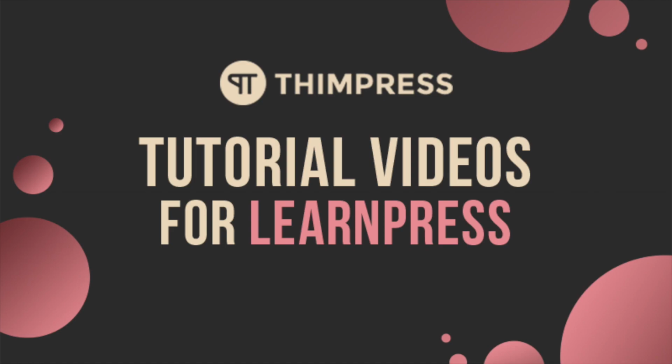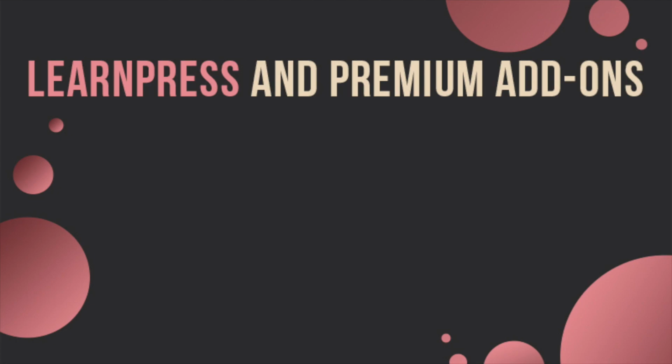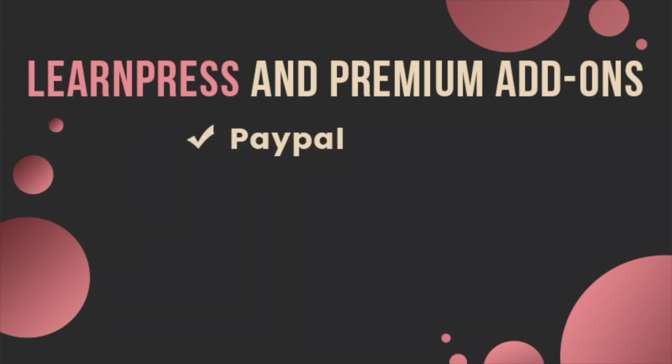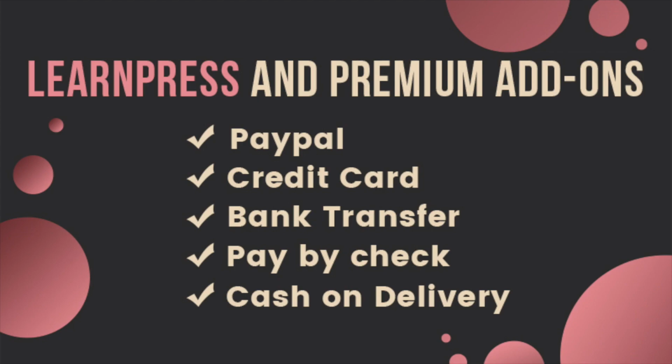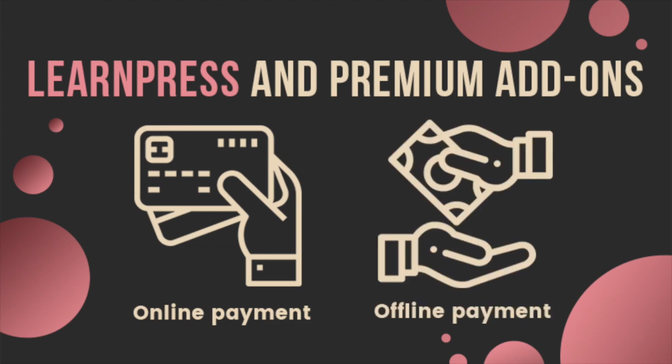In this video, I will guide you step by step on how to use LearnPress to assign a course to a specific student manually. As you know, the LearnPress plugin and premium add-ons support online payment for courses on the website, for example PayPal, credit card, bank transfer, pay by check, cash on delivery, and so on. Besides online payment gateways, your students can also pay for your courses offline, or pay you directly in some ways without going on your website.